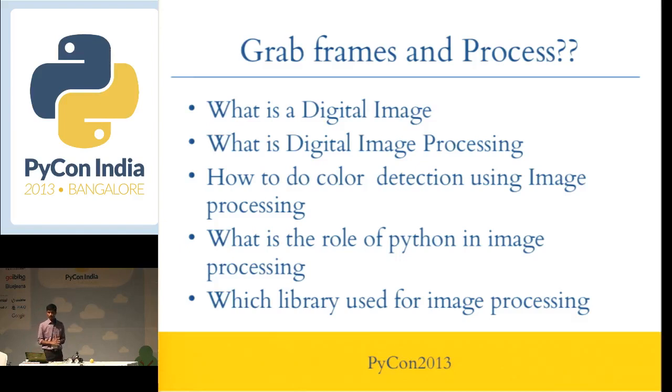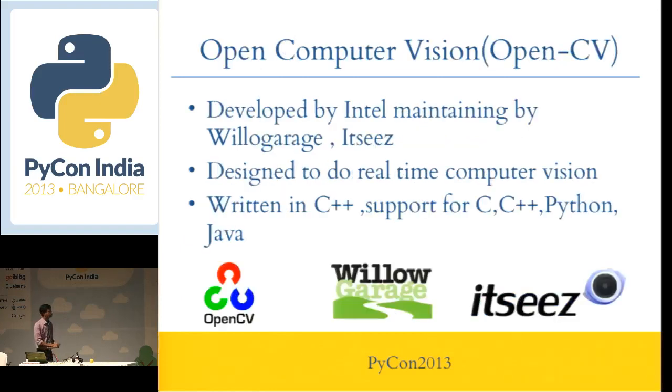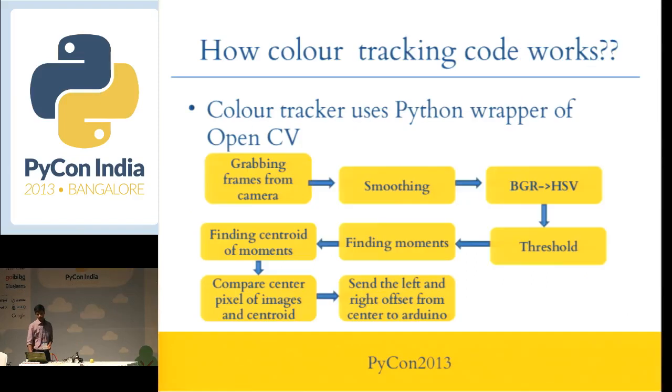I am using Python for image processing. I am using a library called OpenCV, Open Computer Vision. OpenCV was originally developed by Intel and is now maintained by Willow Garage and ITSYS. Willow Garage is a famous robotics research company, and it is also working on machine vision. OpenCV is designed mainly for real-time computer vision, is written in C++, and has provision for C, C++, Python and Java. So we can program in Python, Java or something else. I did it in Python. Here I am demonstrating it in Python.